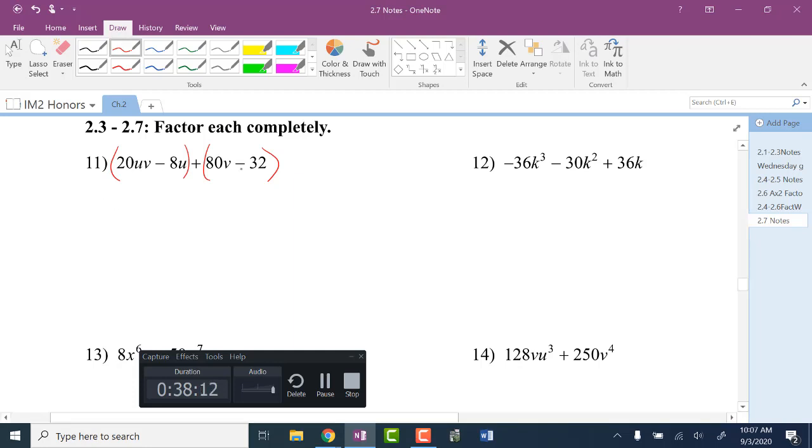Okay, is there a GCF? There is a GCF. Those are all even numbers. Oh, I wish it was 8, but 8 doesn't go into 20. 8 goes into these 3, but I think 4 goes into all of them. And then I don't have any variables at the end, so there's no variable GCF. So take out a 4 first. 5uv minus 2u plus 4 times 20 is 80 minus 4 times 8, right? 4 times 8 is 32.